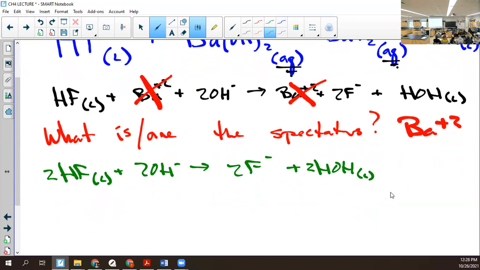If you balanced it at the start, you would have been okay. You would have seen that. You would have brought it down. You can do it start, middle, end, doesn't matter.